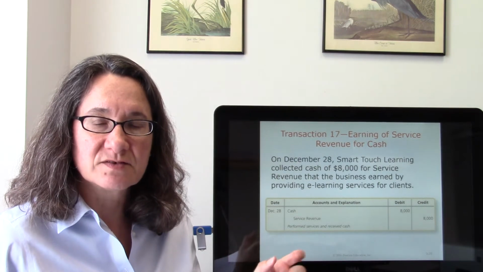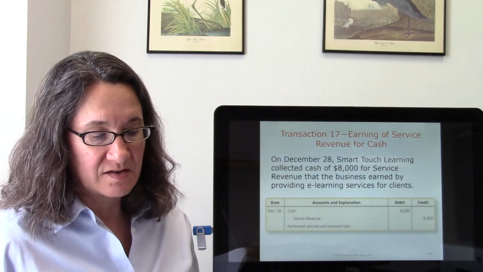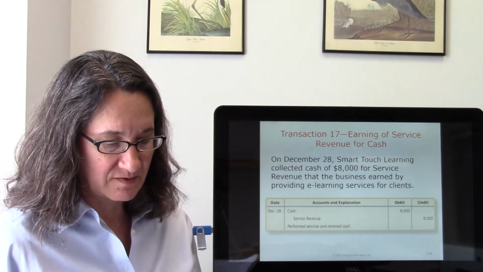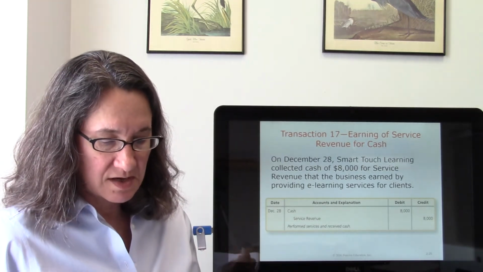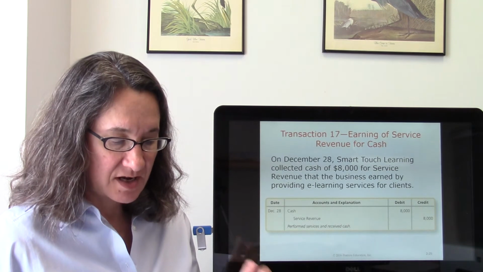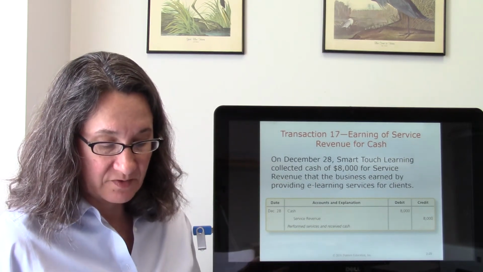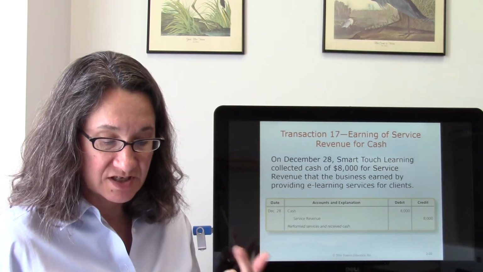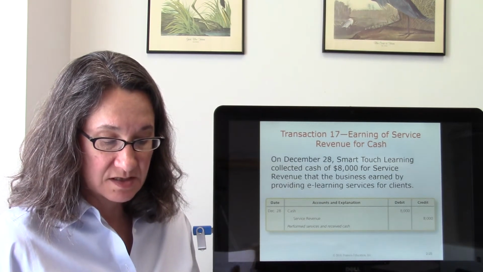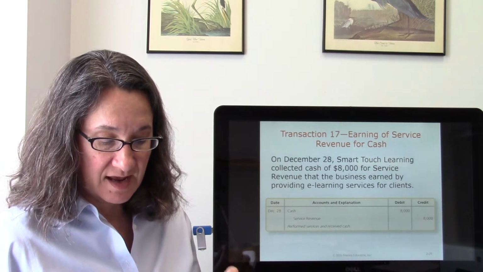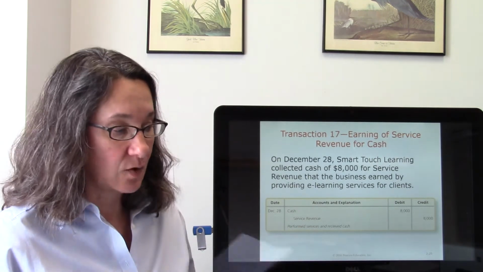In this case, it's service revenue, as opposed to maybe sales revenue or rent revenue or some other source of revenue. The two accounts involved are cash and service revenue. Customers paid for services immediately after they were performed, so cash is increased with a debit. Service revenue is increased with a credit and is an increase in equity.